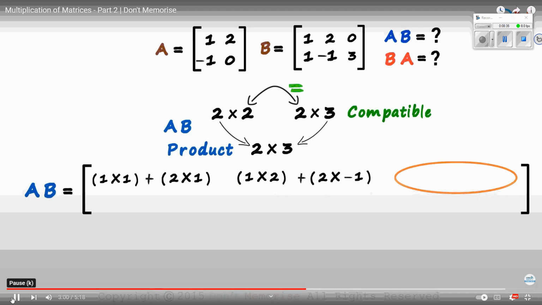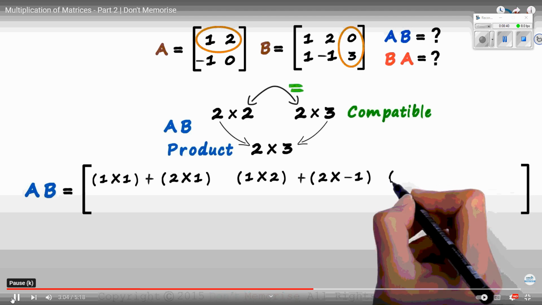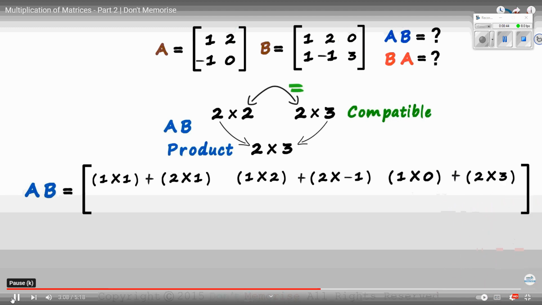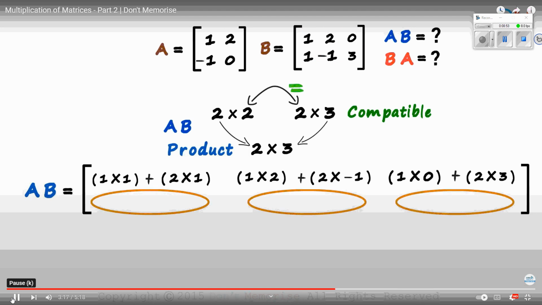Of the resulting product, we multiply the first row with the third column. We get 1 multiplied by 0 plus 2 multiplied by 3. We are done with the first row. We have multiplied it with each of the columns of the second matrix. There are 3 more elements we need to find.